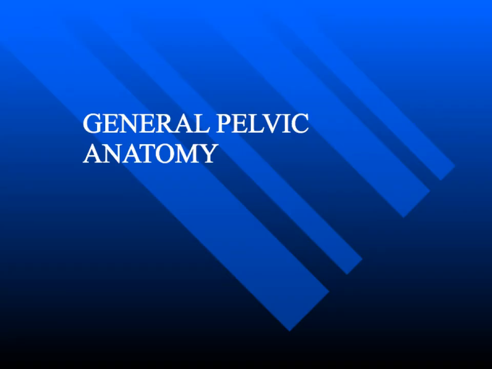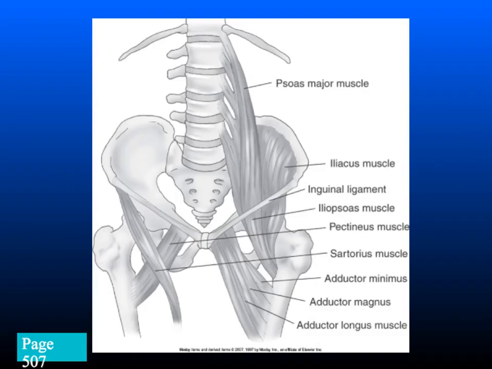Let's talk about general pelvic anatomy just a little bit. We talked a little bit about the female pelvis and the male pelvis and how you can recognize them. Yes, the female pelvis is wider, male pelvis is narrower, but you also need to know some of the important muscles of the pelvis.